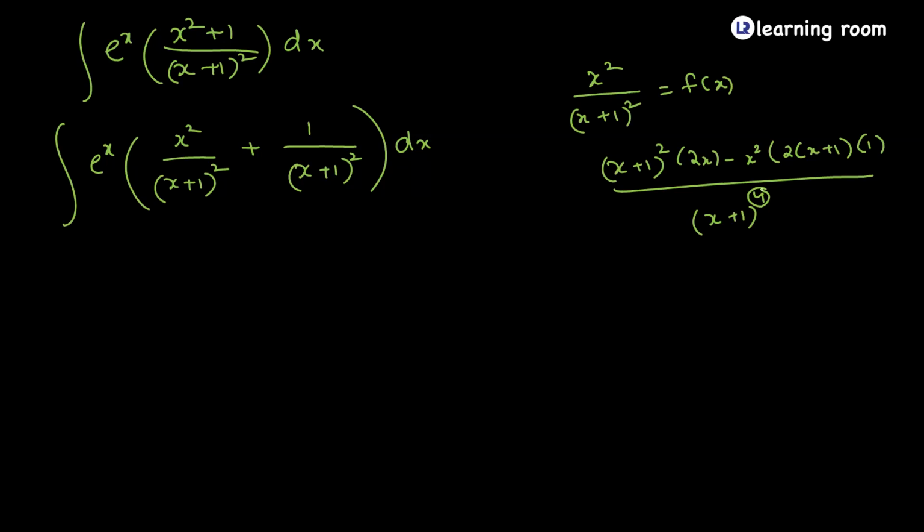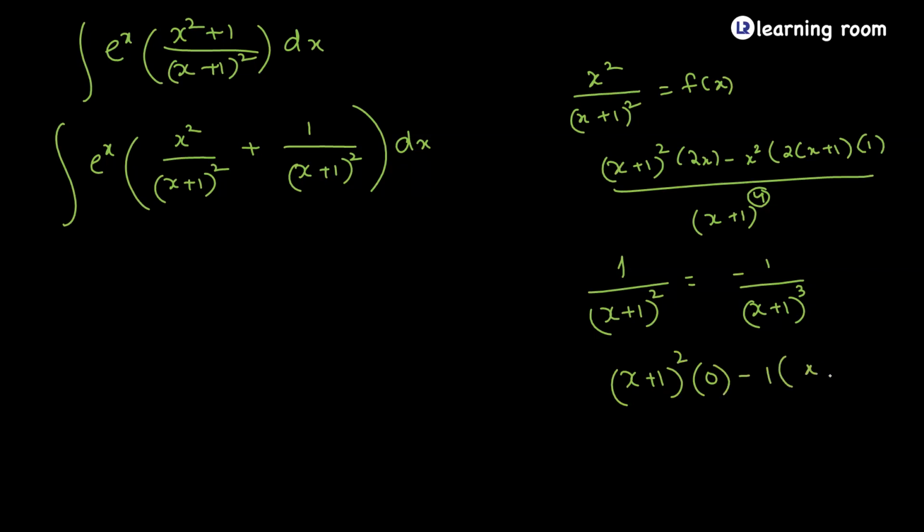Do you think you're going to get it? If I take 1 by x plus 1 the whole square as f of x, on differentiating this, what are you going to get? You will actually get minus 1 divided by x plus 1 the whole cube. It will be x plus 1 the whole square into 0 minus 1 into x plus 1, where you have a 2 multiplied, the whole divided by x plus 1 the whole power 4. Actually, you will get minus 2 divided by x plus 1 the whole cube.